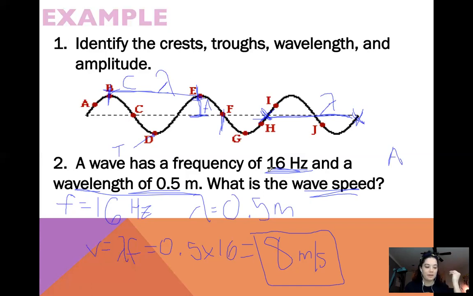So these numbers will vary. They can be really big, they can be really small. Just note that they will change, just like the velocity of a moving object will change depending on what object we've got, okay?